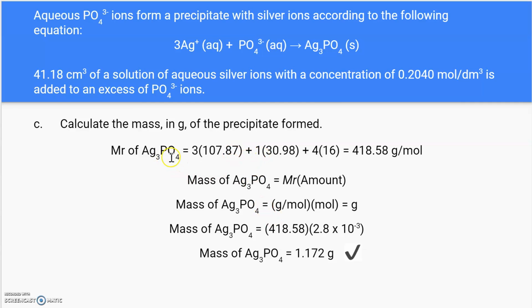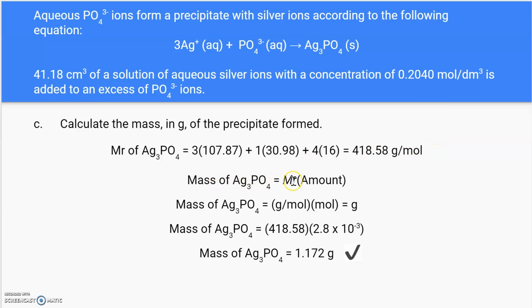then when you multiply 1, which is the subscript of phosphorus, times its molecular mass, which is 30.98, and then when you multiply 4, which is the subscript of oxygen, times the molecular mass of oxygen, which is 16, and then we need to add all of that. So doing that operation, we obtain that the molecular mass of the precipitate is 418.58 grams per mole.